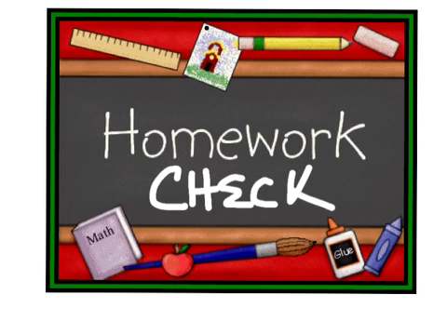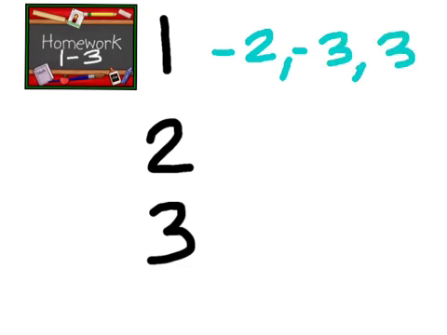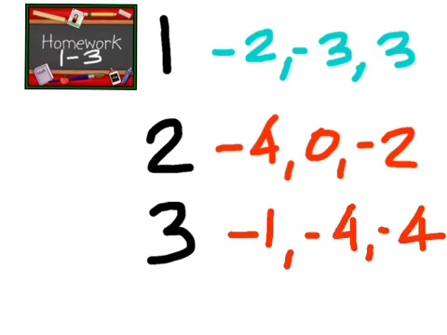Next up is the homework check. It's going to be done in the back of the room this time. Answers for number 1 are negative 2, negative 3, and 3. If you have all 3 of them, come and get 3 million. Answers for 2 should be negative 4, 0, and negative 2. Answers are negative 1, negative 4, negative 4.